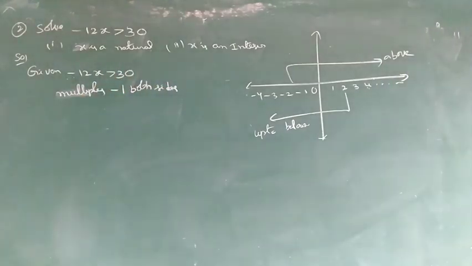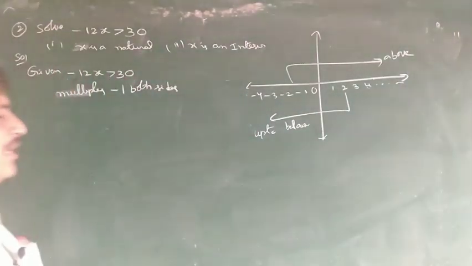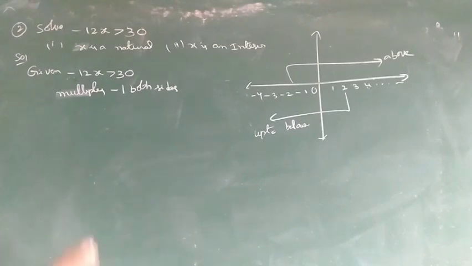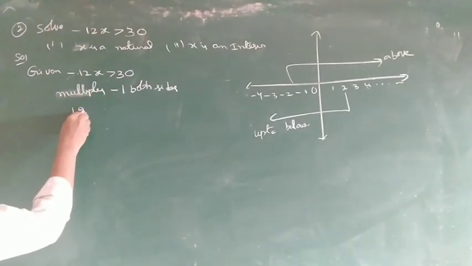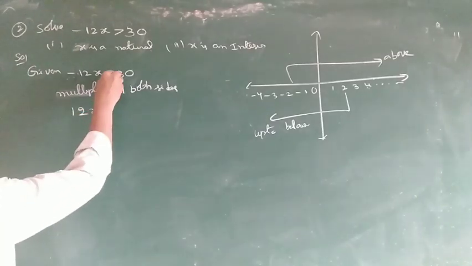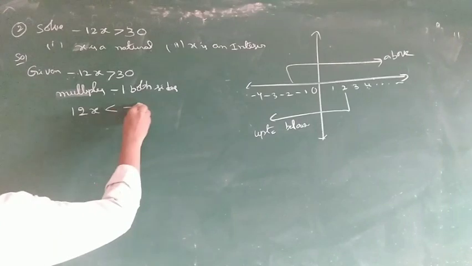Okay, what is rule number 2? In any inequality, if we multiply or divide by a negative number, the sign is reversed. Sign reversed means what? Minus into 12 is equal to minus 12x, and greater than goes to less than, minus 30.